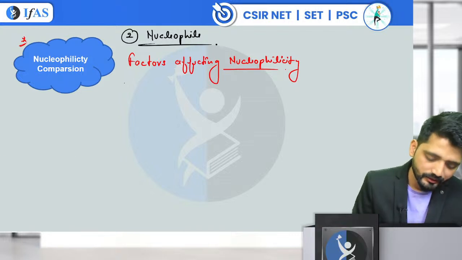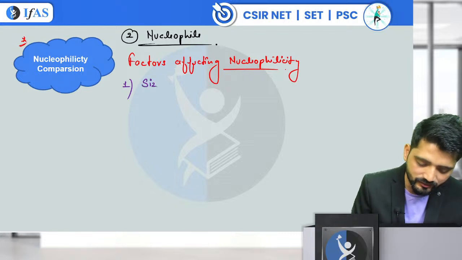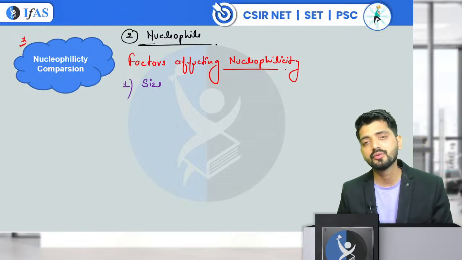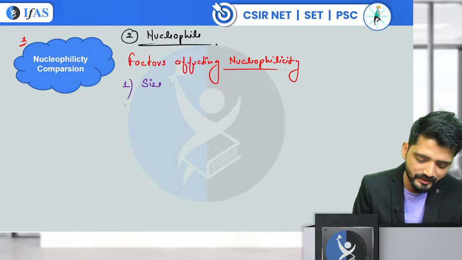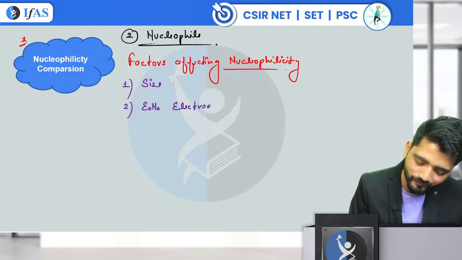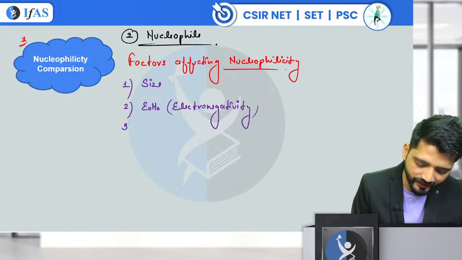See, the first factor which will be very important to check nucleophilicity is size. Size of the nucleophile matters a lot, whether your nucleophile is a good nucleophile or a bad nucleophile. So size will be a very important factor. The second factor which may affect is electronegativity. If I write EN, it means I am talking about electronegativity. Don't read it as No. This is electronegativity. Very good. The third factor which may also contribute is stability of the anion.